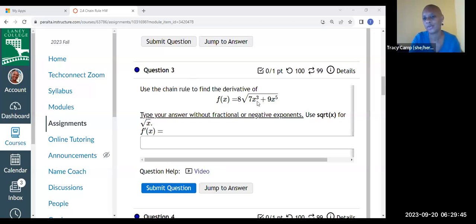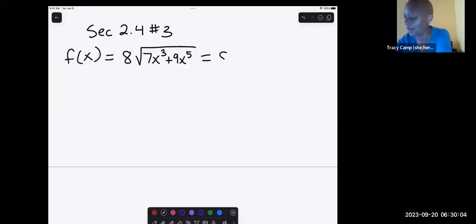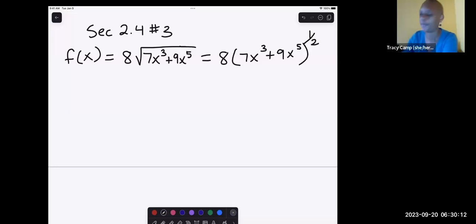So notice this is a square root function, which means once again we have a power rule situation. Because remember, square root is the same thing as raising to the power of 1/2. So we're going to just rewrite this first of all as 8 times 7x cubed plus 9x to the 5th, all raised to the power of 1/2. And then from here, we'll go ahead and use our chain rule along with our power rule.